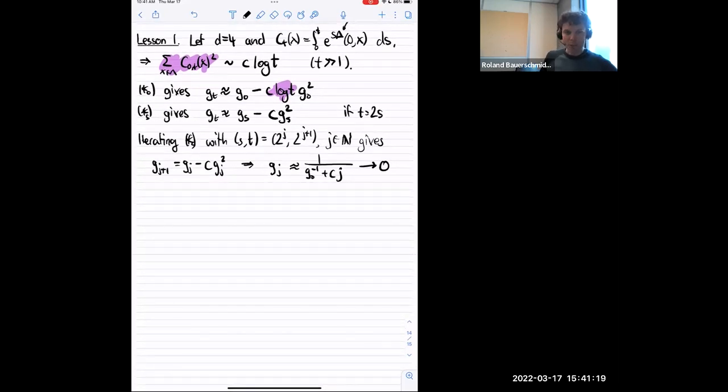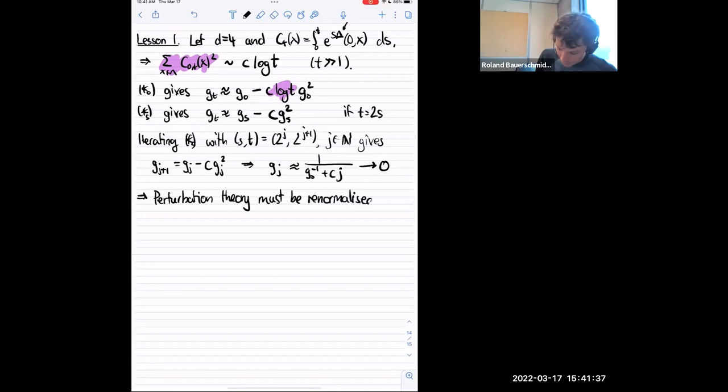So this is the first lesson, I would say: perturbation theory must be renormalized. It's not a good idea to use perturbation theory starting from the initial coupling constant at scale 0 to directly go to scale t. If you do this in steps, this is a much better idea. I've used discrete steps here, but it's actually an instructive exercise to do this continuously. I've explained discrete steps rather than continuous because it's easier to explain.